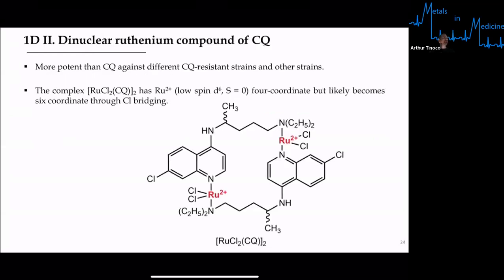So here we're looking at another version of a metallated compound exploiting that quinoline component. So this is the dinuclear ruthenium compound of chloroquine. And so here we're looking at something that, as a study observed, is more potent than the parent compound against different CQ resistant strains and other strains that are not CQ resistant. So here, when we're just focusing on the actual ruthenium itself, that is ruthenium 2+, that's low spin d6. So that's going to be something that's diamagnetic. As depicted here, the coordination is coordination number 4.